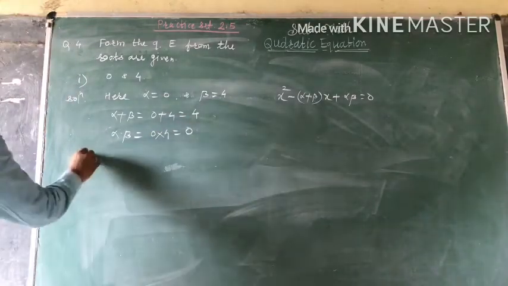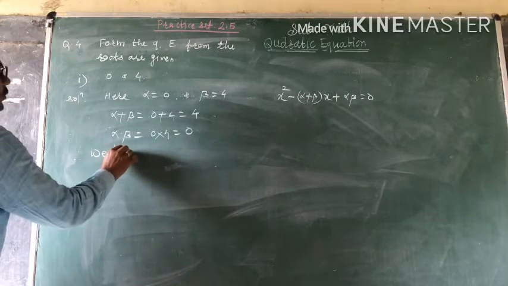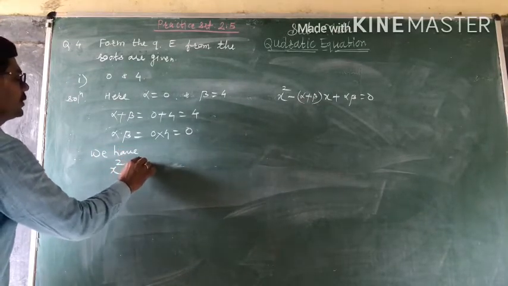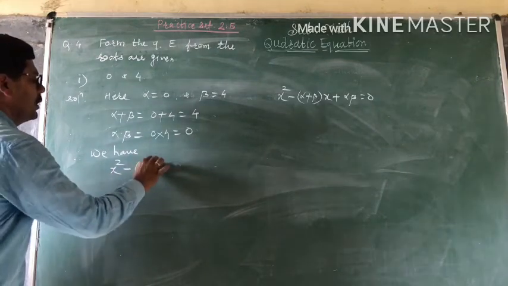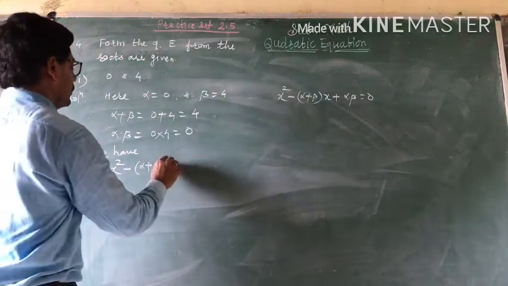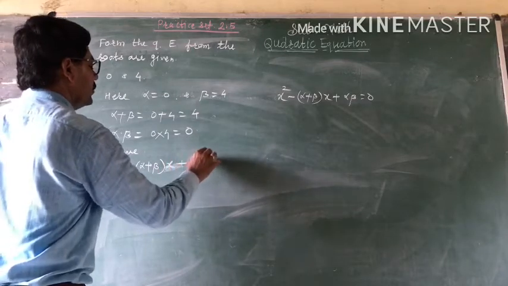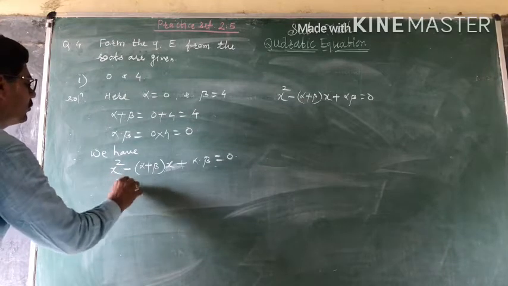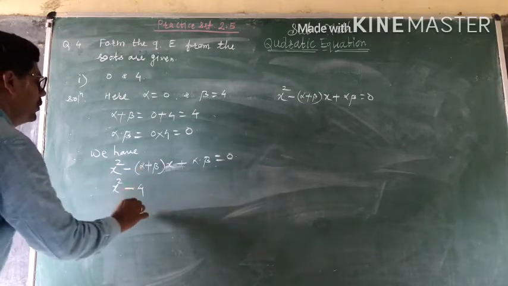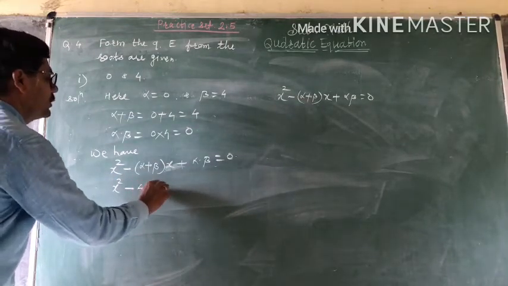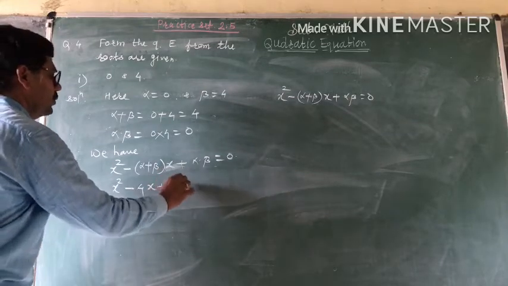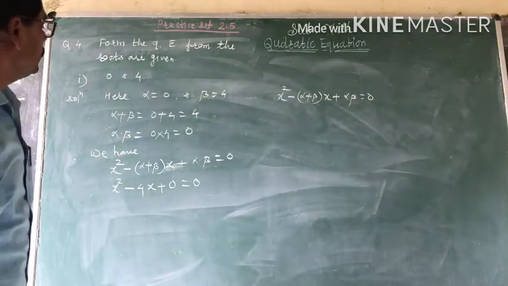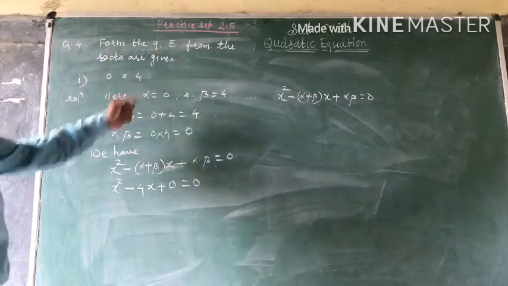Therefore, we have the quadratic equation x square minus alpha plus beta into x plus alpha into beta is equal to 0. Substituting the values: x square minus 4 into x plus 0 is equal to 0. This is the quadratic equation we formed from the given roots 0 and 4.